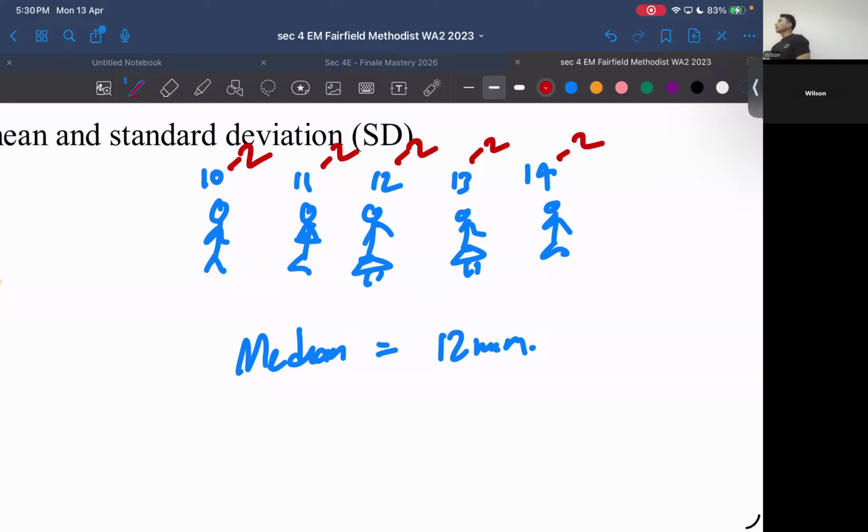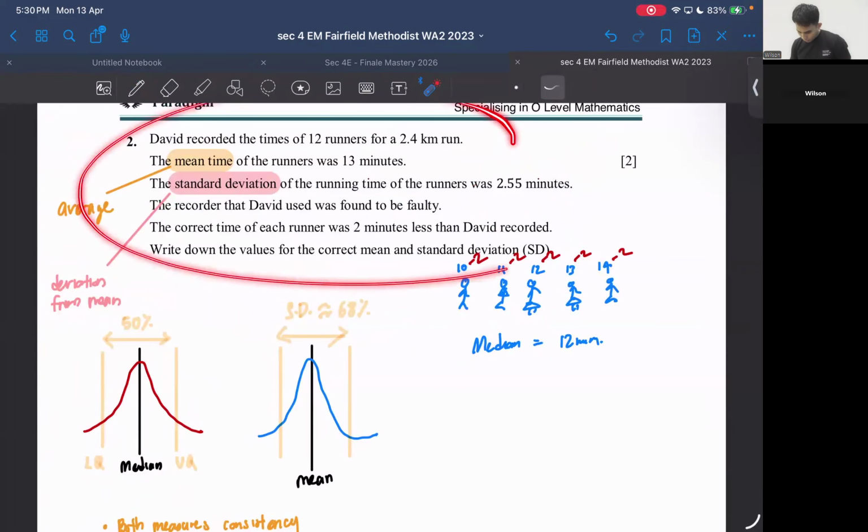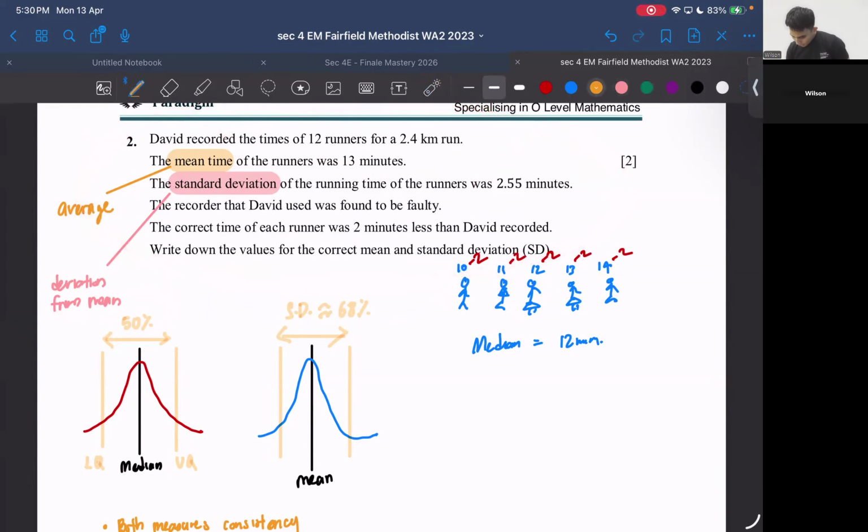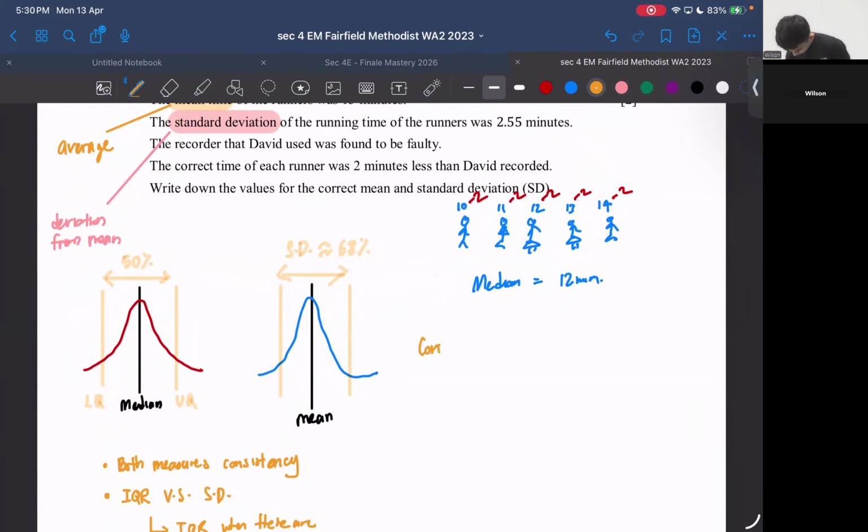-2. So the same thing happens when it's for mean, right? Mean is your average over here. So if everybody is -2, we are back to this question over here. My corrected mean over here will be 13 minutes, but I need to -2, correct? So -2 over here, which equals 11 minutes. Okay, does it make sense to you all? Because it's faulty, so everybody also reduced by 2 minutes. So that means to say my corrected mean over here will be -2.